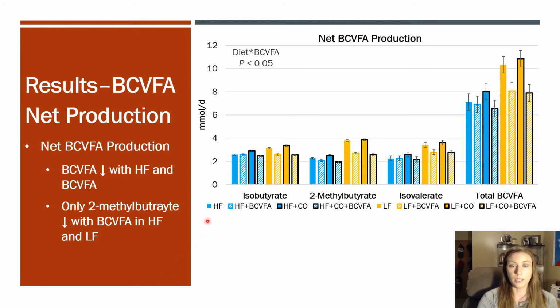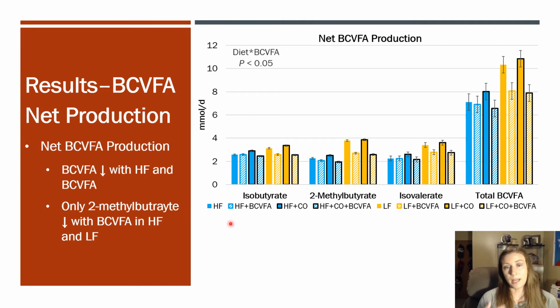So those are shown here where the high forage is in the blue, high forage plus branched chain volatile fatty acid is in the diagonal stripes, and then high forage plus corn oil is shown with the dark border, and high forage with corn oil plus branched chain volatile fatty acids is shown with the dark border as well as the diagonal stripes. Low forage is the same pattern except in yellow. So the pattern here goes high forage, high forage with branched chain VFA, high forage with corn oil, high forage with corn oil and branched chain volatile fatty acids, low forage, low forage and branched chain VFA, low forage and corn oil, low forage and branched chain VFA and corn oil.